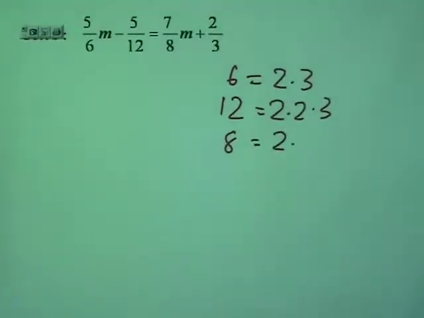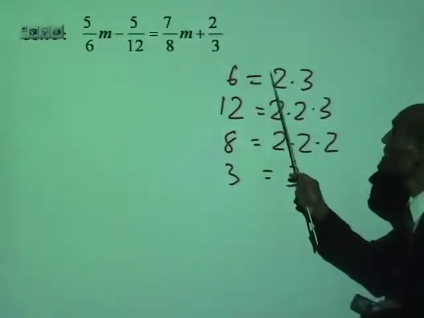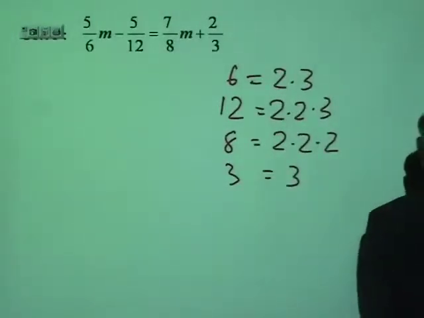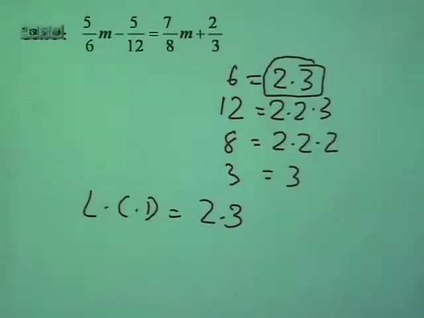8 is equal to 2 times 2 times 2. And 3 is only 3. How do you pick the LCD? I taught you how to do this. Start with the first number. Pick both factors of the first. So the LCD will contain that 2 times 3. Okay?